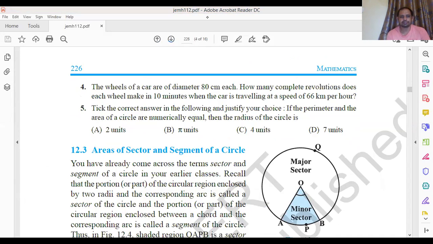Let's see the solution here. Question number 4. Here we are talking about diameter of wheel. You can write diameter of wheel is given by 80 centimeter. So this implies the radius will be 80 by 2, that is 40 centimeter. Now distance covered by a wheel in one revolution. Now in one revolution, how much distance covered by wheel? Distance covered by wheel in one revolution is 2 pi r.